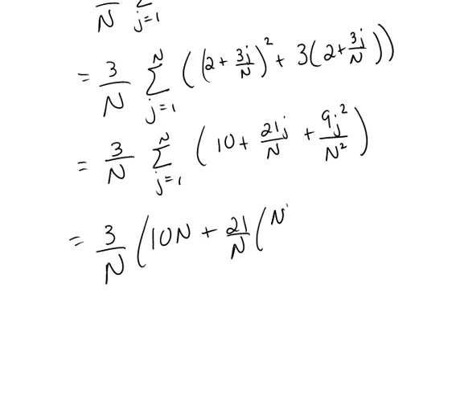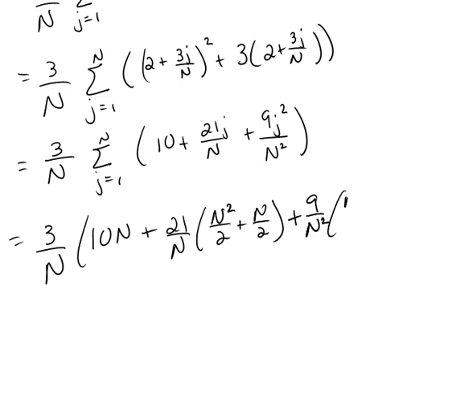So that was a little bit better way to think of it. These are from the formulas. Plus now the 9 over n squared comes out, but the sum of the numbers squared, what was that formula? That was your n cubed over 3 plus n squared over 2 plus n over 6.